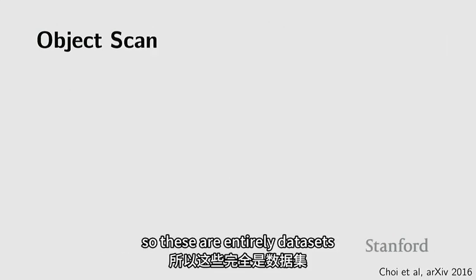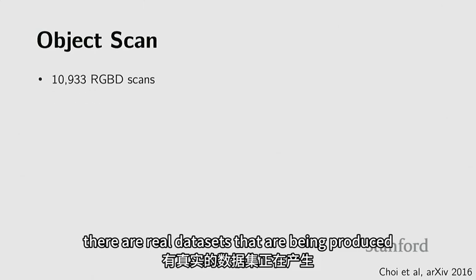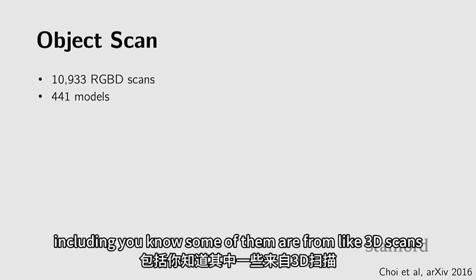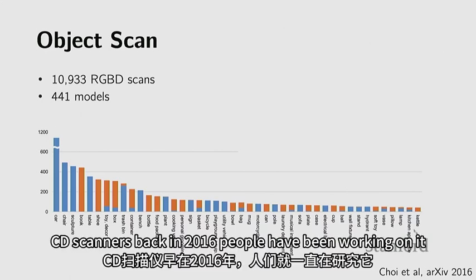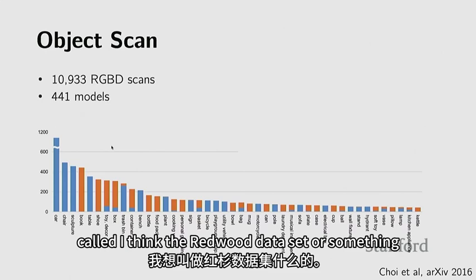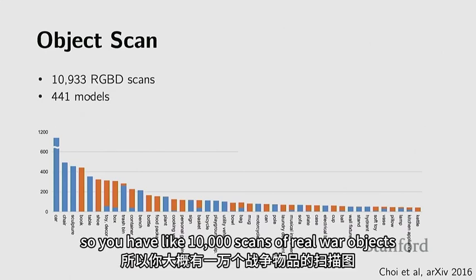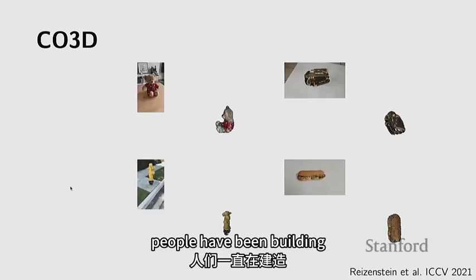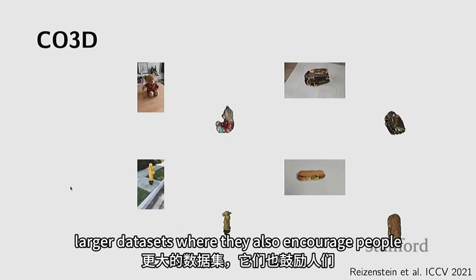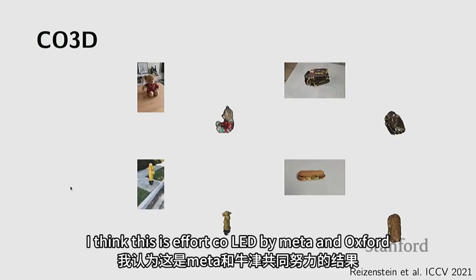These are synthetic datasets, but there are also real datasets being produced, some of them from 3D scans. You just take 3D scanners. Back in 2016, people were already working on it. There's a dataset called, I think, the Redwood dataset, with about 10,000 scans of real-world objects. And more recently, people have been building larger datasets. I think this is an effort co-led by Meta and Oxford.